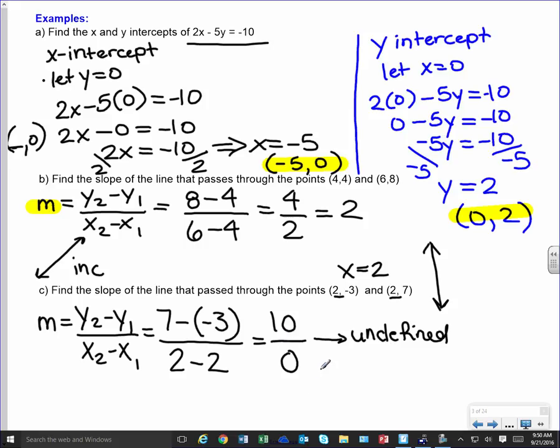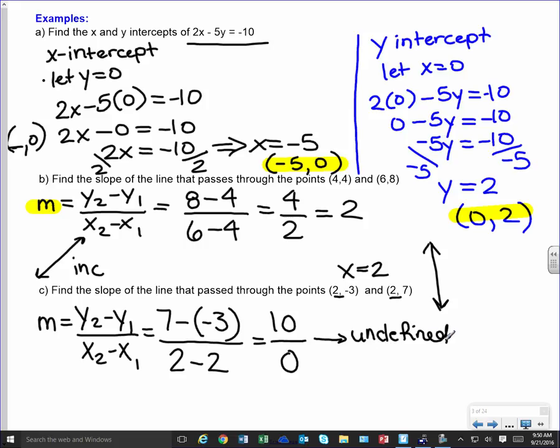Well, then I have an issue, right? Because if you put this in your calculator, you're going to get an error message because it's going to say you can't divide by 0. And that's true. We can't divide by 0. That gives us an undefined answer. So 10 divided by 0 is undefined.